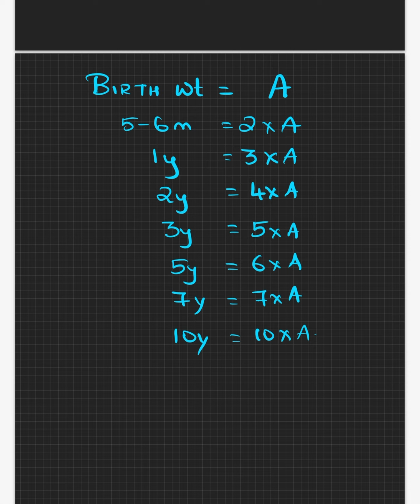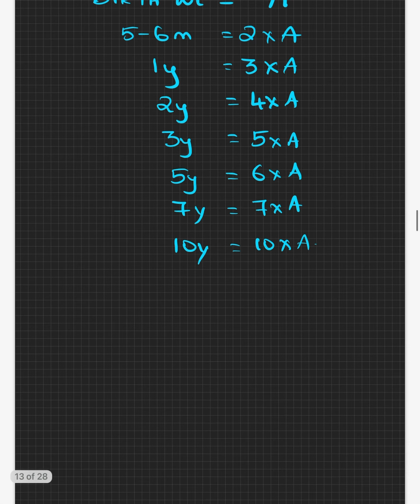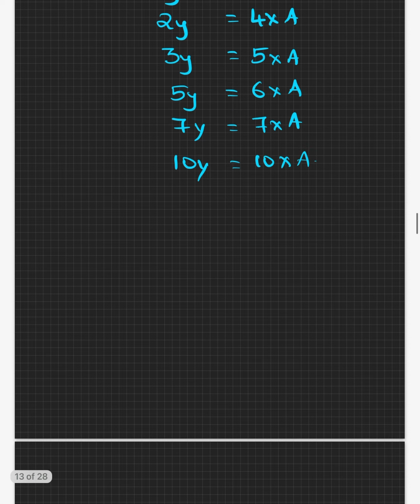If the birth weight is A, then it doubles by 5 to 6 months, triples by 1 year, 4 times by 2 years, 5 times by 3 years, 6 times by 5 years, 7 times by 7 years, and 10 times by 10 years. This is how the rate of growth of weight occurs.